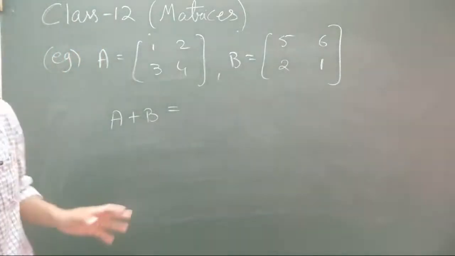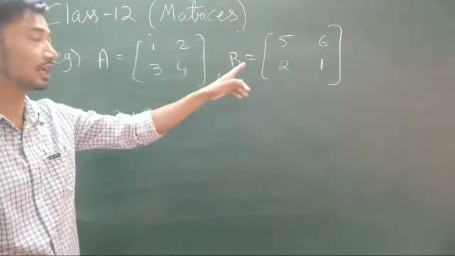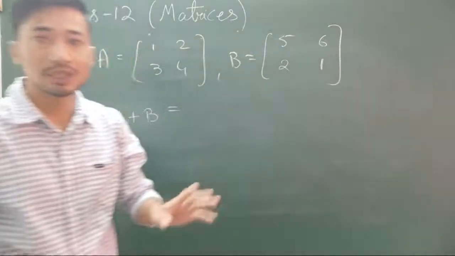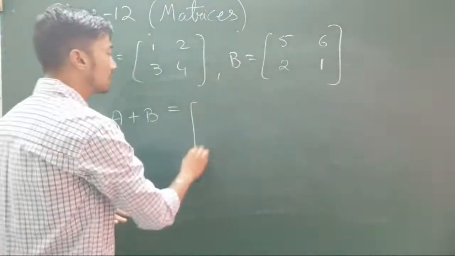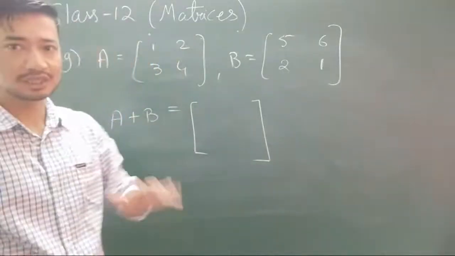So can we add matrices? Are they defined? Yes, these two matrices can be added. Why? Because they are of the same order, 2 by 2 and 2 by 2. So in that case, how do we add them? Very simple. Let's keep it very simple. Forget about the textbook definitions and all the other stuff.